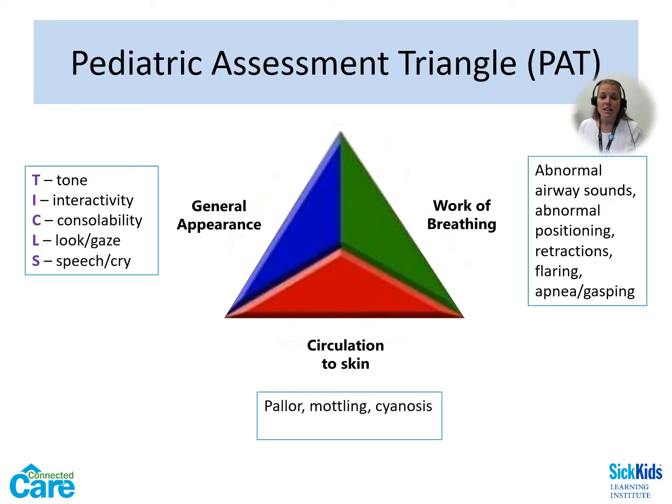The general circulation can be assessed by observing the child's skin color and temperature. Is the child's skin tone their baseline, or do they appear pale and dusky? Are there signs of mottling or cyanosis? Does the child look warm and dry, or do they appear flushed and moist?